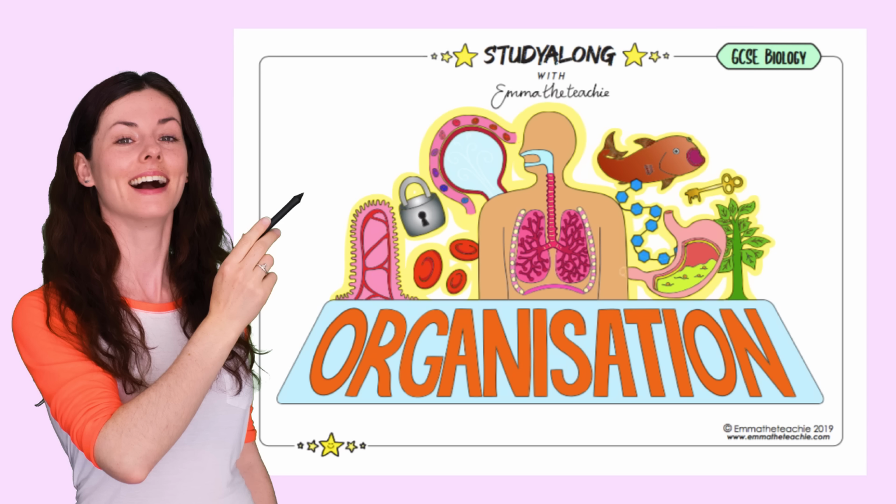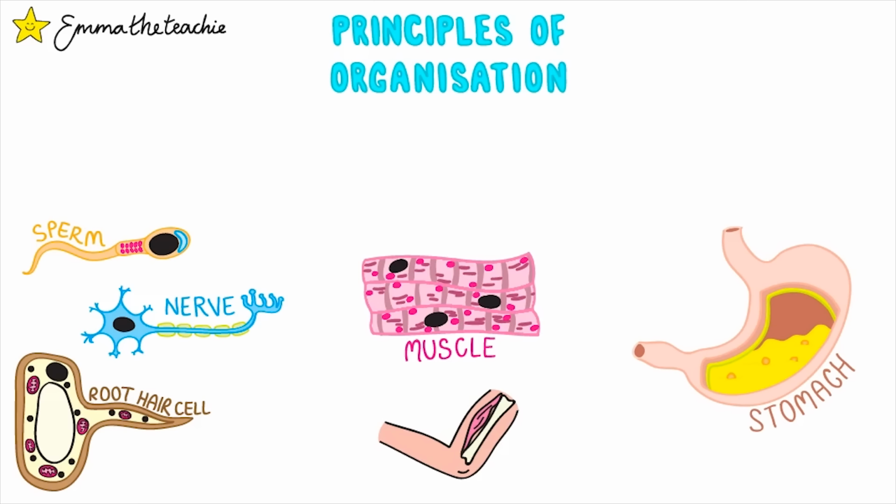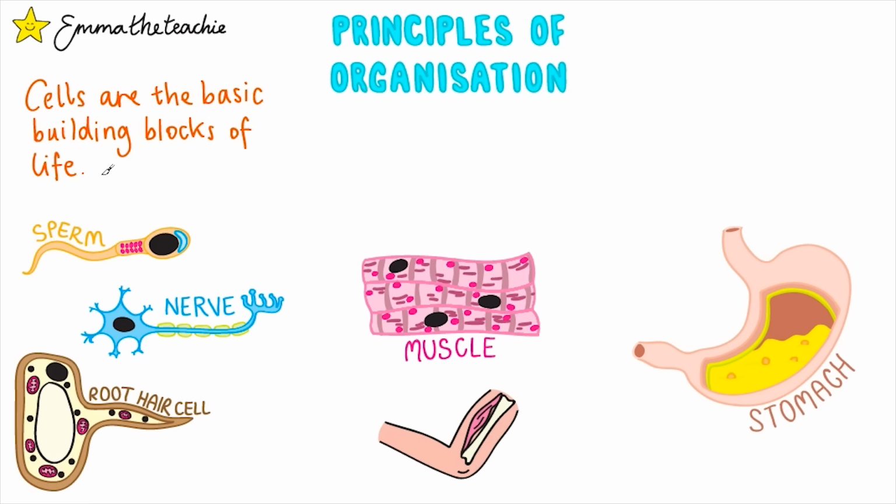Our second topic is organisation, and we're starting with number 1, principles of organisation. Like many things in life, there's a natural hierarchy to the organisation of living things. In the last topic, you learned all about cells. Cells are the basic building blocks of life, and they are first in the hierarchy. Examples include sperm cells, nerve cells, which are also called neurons, and root hair cells, amongst others.